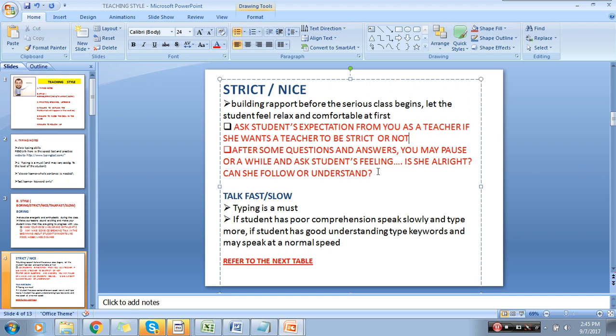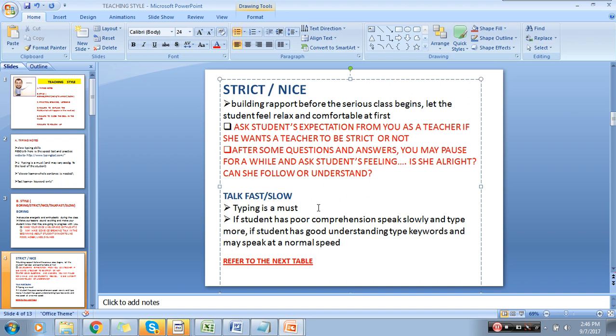Also, after some questions and answers, you may pause for a while and ask the student's feeling. Is she alright? Can she follow you or does she understand you? So always do these steps as well because this is very helpful. Do not just keep on asking questions and let your student answer. You also need to consider their feelings. Okay, you also need to check if they understand your explanation or not.